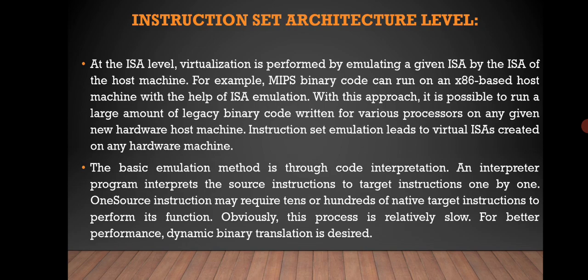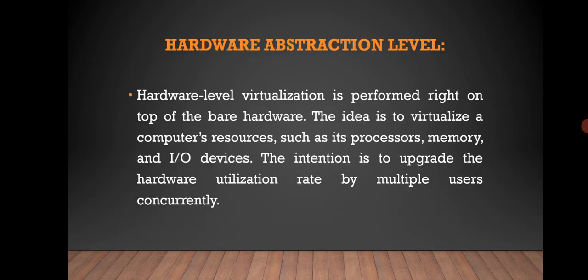The basic emulation method is through code interpretation. An interpreter program interprets the source instructions to target instructions one by one. One source instruction may require tens or hundreds of native target instructions to perform its function. Obviously, this process is relatively slow. For better performance, dynamic binary translation is desired.